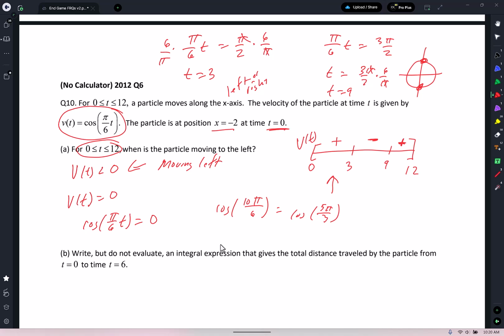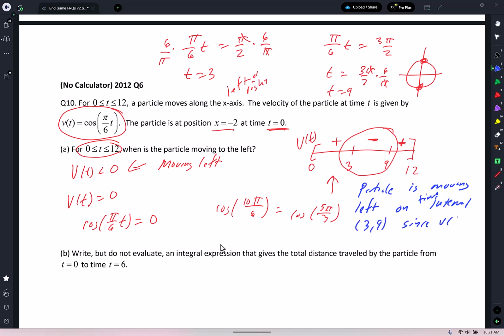All right. Cosine of 5 pi over 3 is in quadrant 4. In quadrant 4, it's positive. So when am I moving to the left? Between 3 and 9. Here's how I would write it. I would just write particle is moving left on time interval, but you don't have to say it, they understand. On interval 3, 9, since v of t is negative on this specific interval.